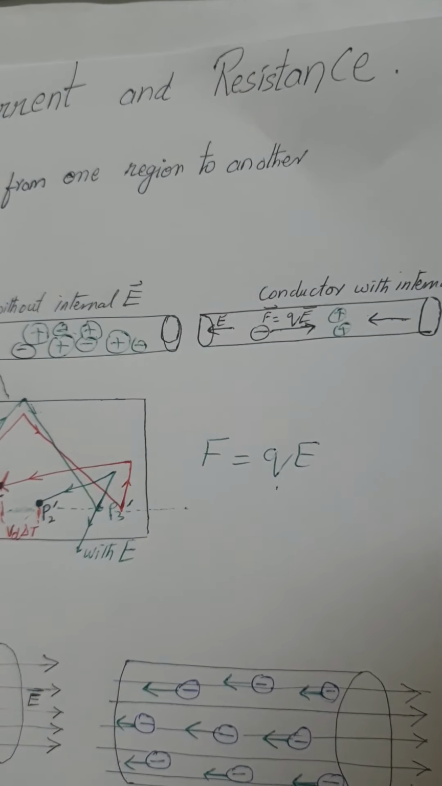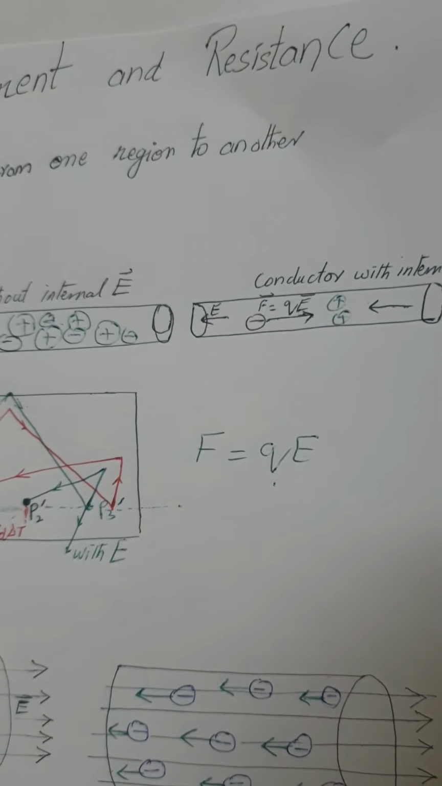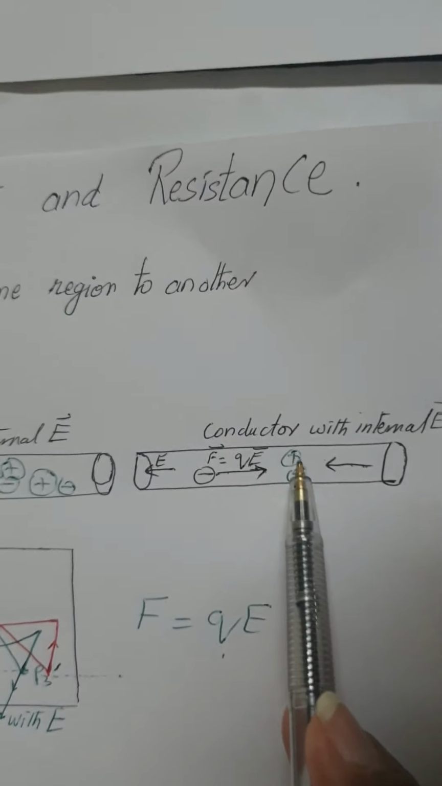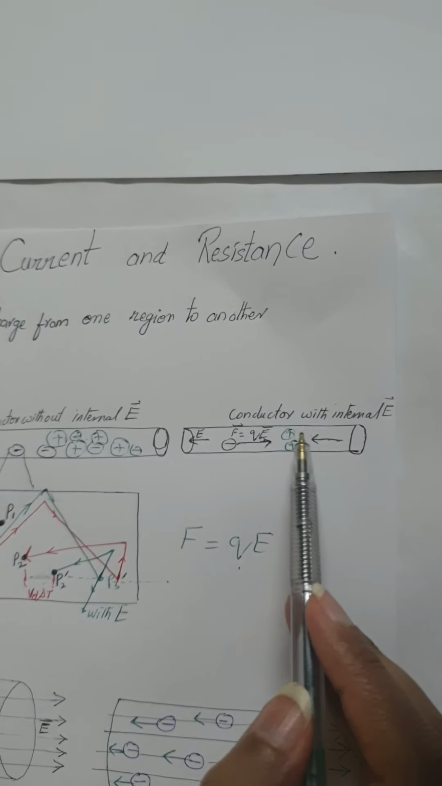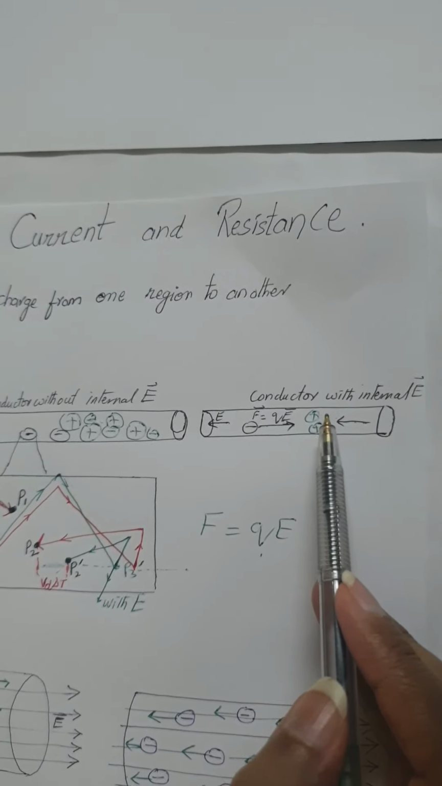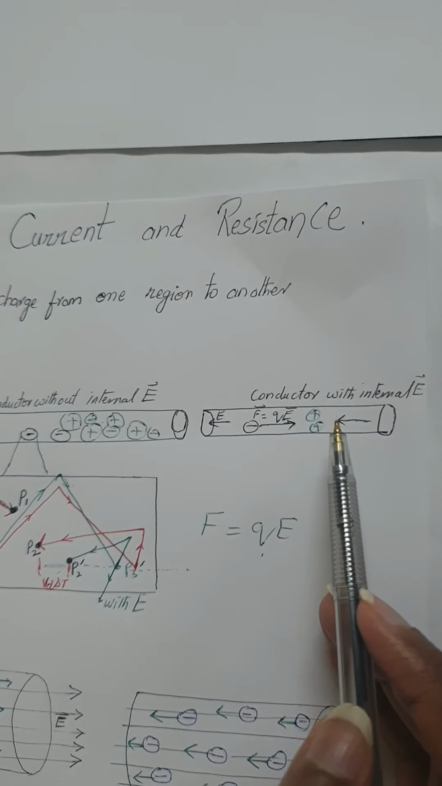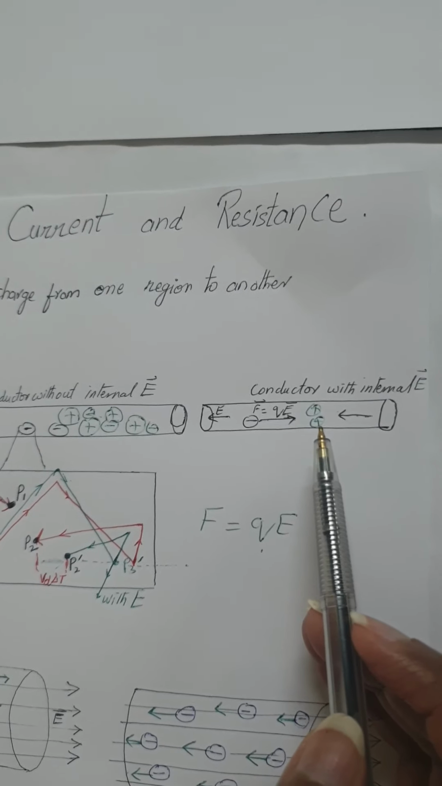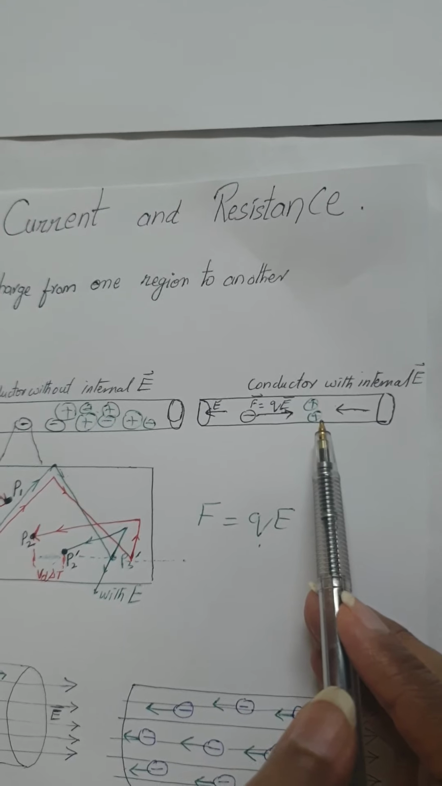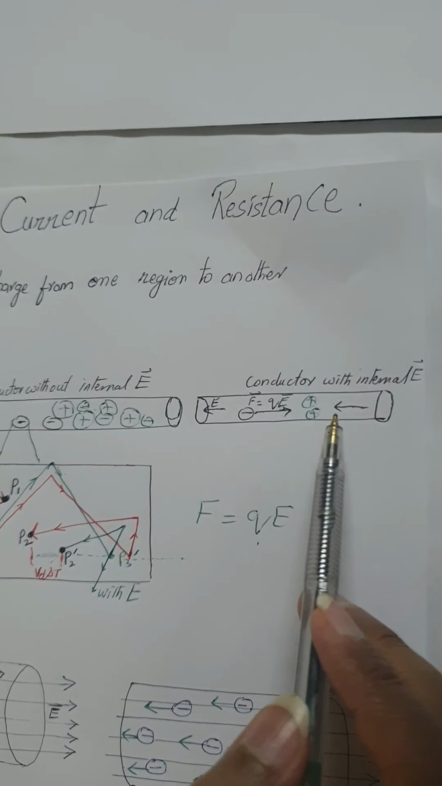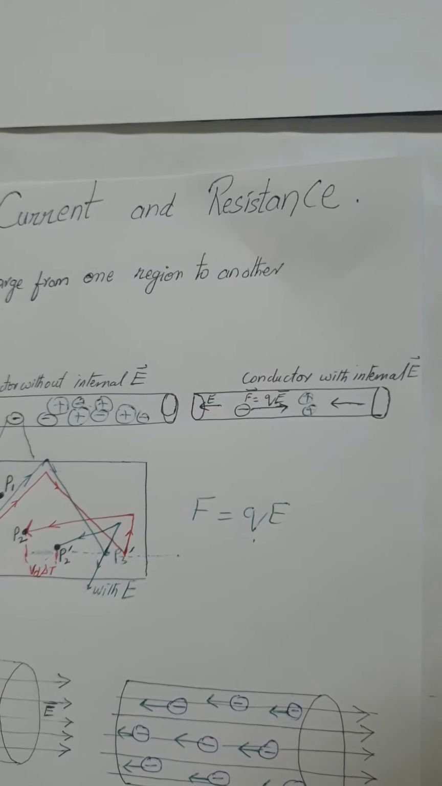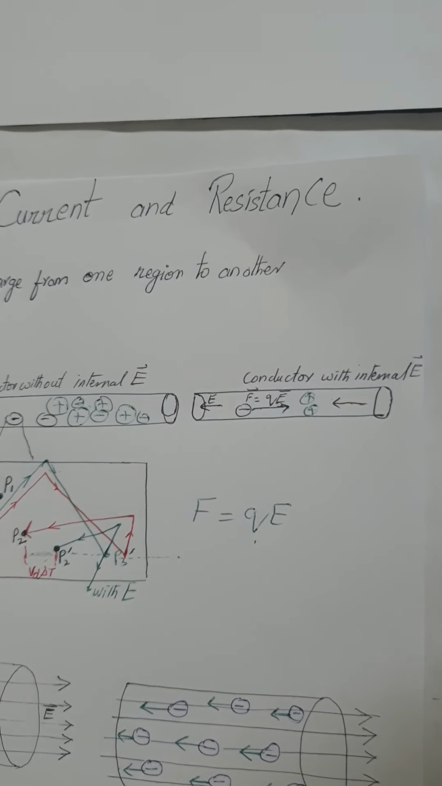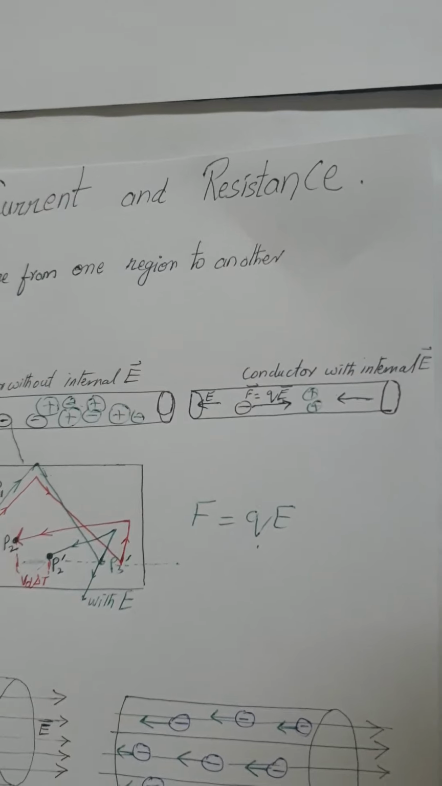So this energy transfer increases the average vibrational energy of the ions, and hence the temperature of the material increases. So the work done by the electric field goes into heating of the conductor instead of making the movement of charge faster and faster.